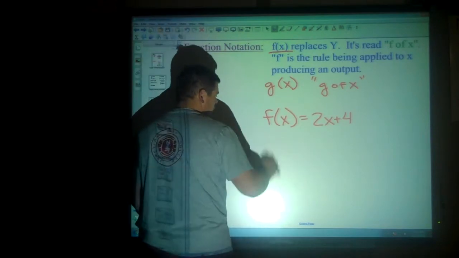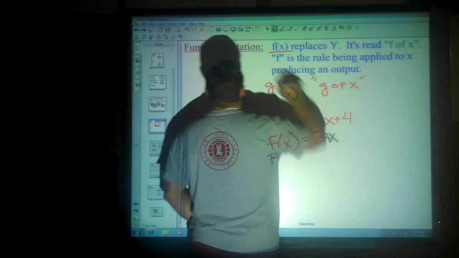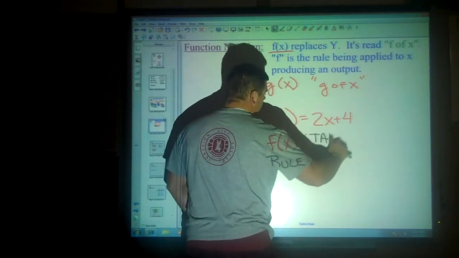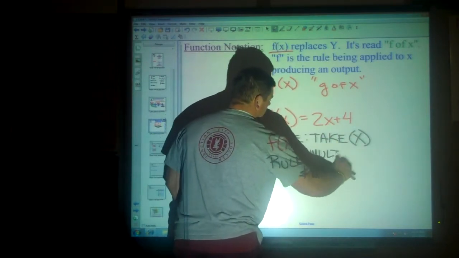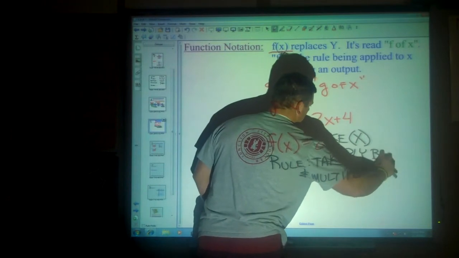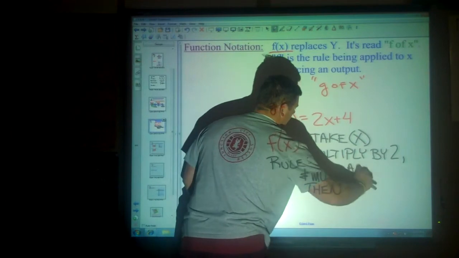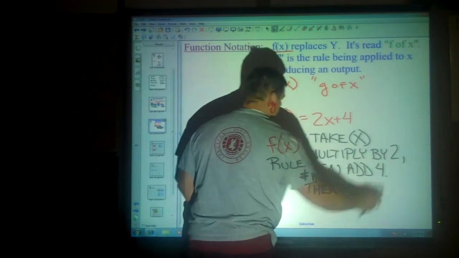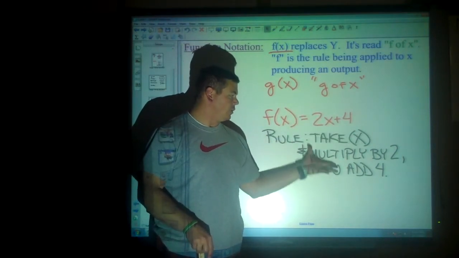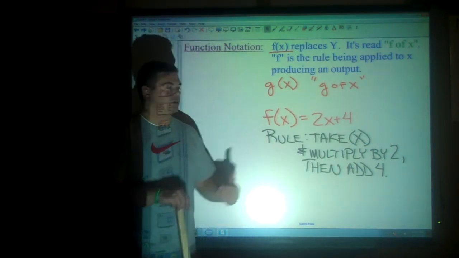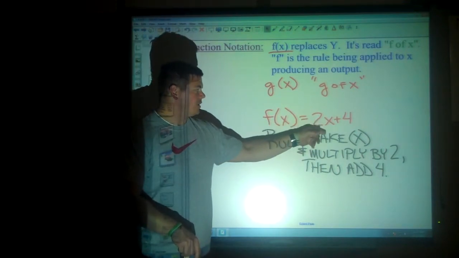In other words, this rule would be take x and multiply by 2. Then add 4. That would be the rule. That's what it's saying in algebraic expression. Those are the words for what we would do to x every single time. So this is just a fancy way of saying do something to x. And the something, in this case, was times 2 plus 4.